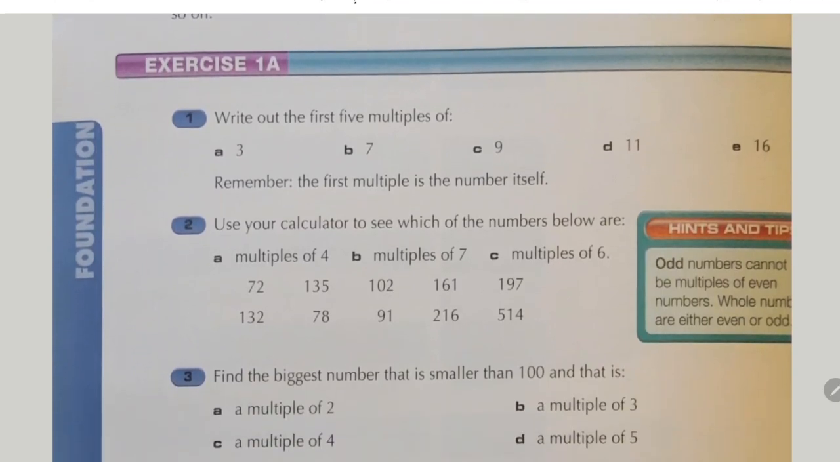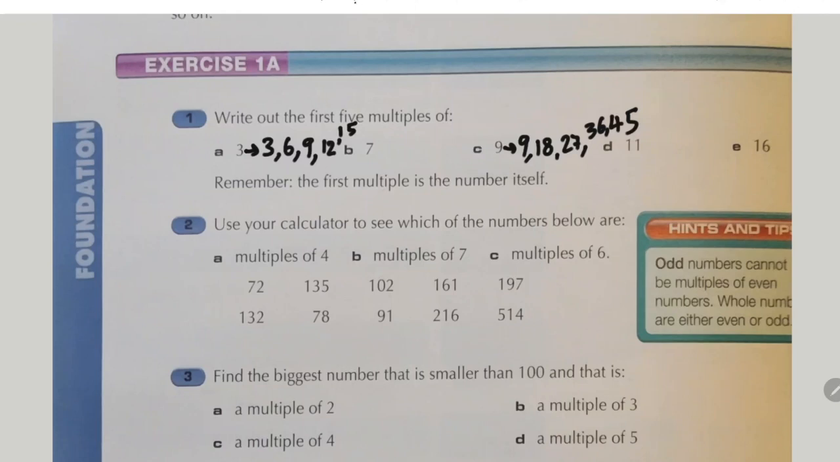Exercise 1A. Write out the first 5 multiples of these numbers. As I told you in the beginning, multiples are really easy. You start with 3: 3 times 2 is 6, 3 times 3 is 9, 3 times 4 is 12, and 3 times 5 is 15. In the same way, for 9 you start with 9: 9 times 2 is 18, 9 times 3 is 27, 9 times 4 is 36, and 9 times 5 is 45.